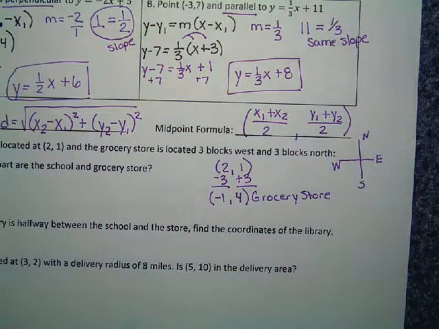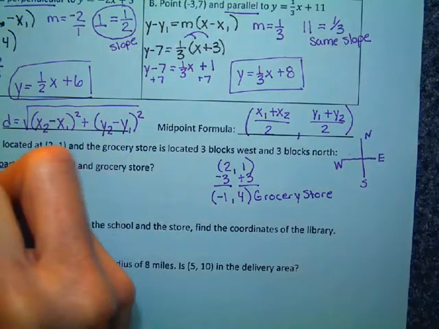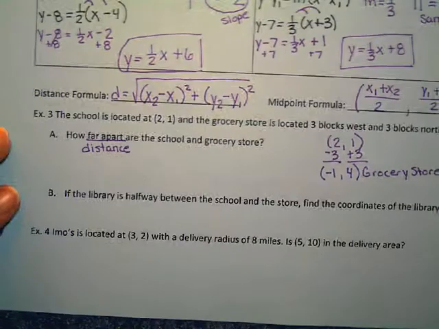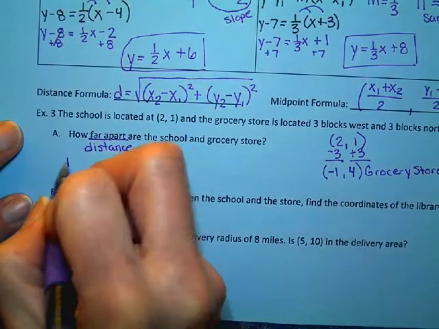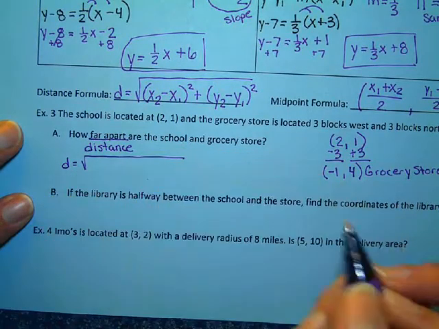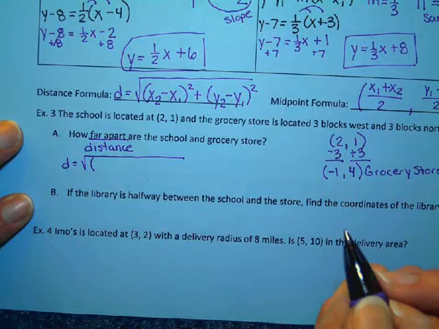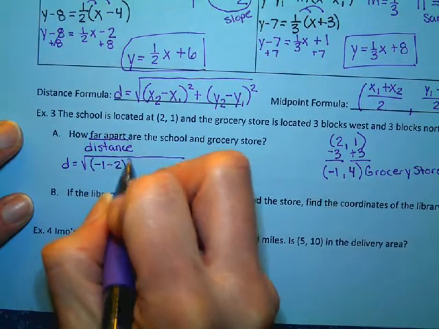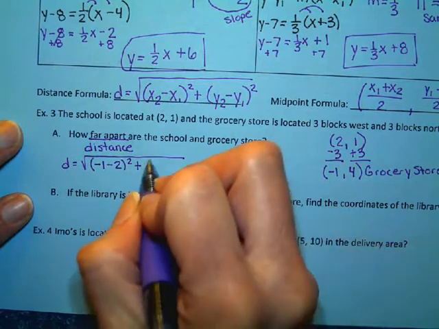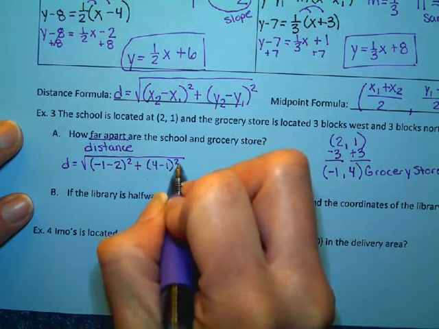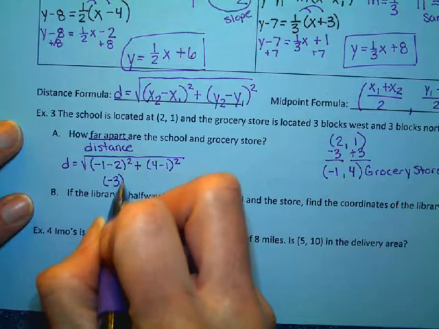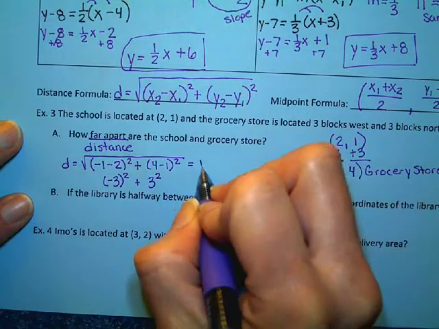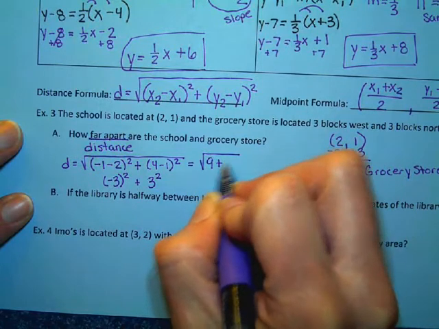So how far apart is distance. We're going to find the distance between these 2 points. So my x's go together first, so -1 minus 2 squared. I'm going to do my y's, so 4 minus 1 squared. This gives me -3 squared plus 3 squared. So we have the square root, that's 9 plus 9, which is square root of 18.